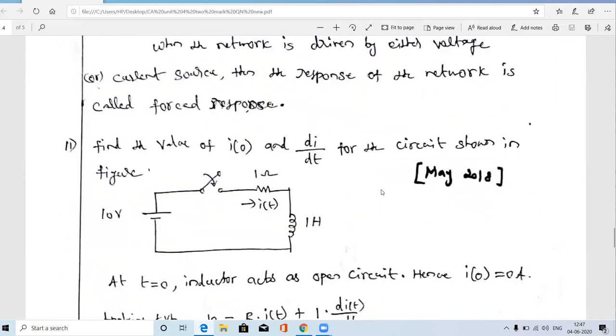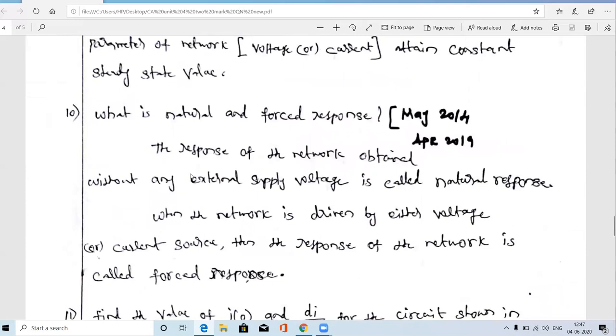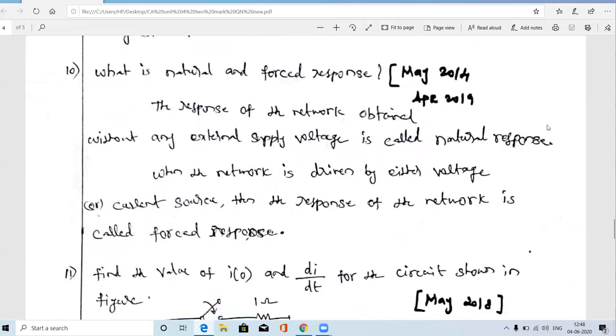For example, this is the circuit, and here one voltage source, an external source, is there. If you remove this external source, you may calculate the current flowing through the particular circuit. If any current is flowing through the circuit, that response we call the natural response.